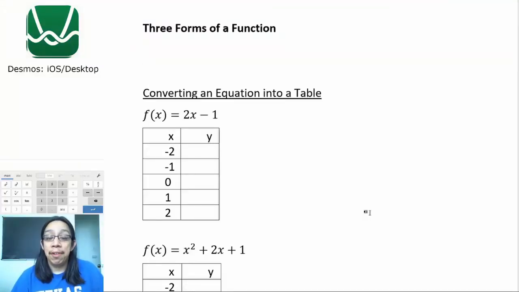In this video, we're going to be learning about the three forms of a function. More specifically, we're going to be talking about how we can convert an equation into a table and how we can take that table and convert it into a graph. Let's go ahead and get started.